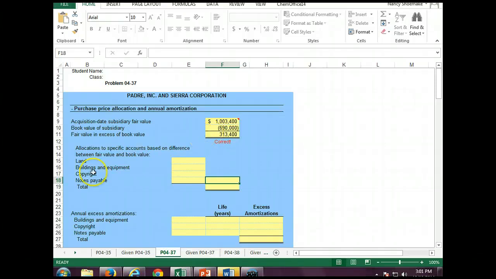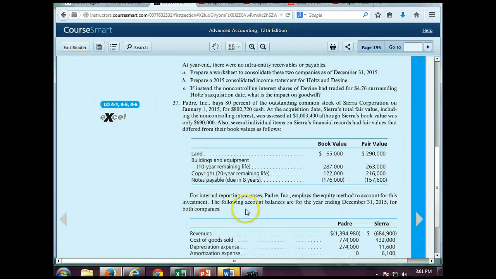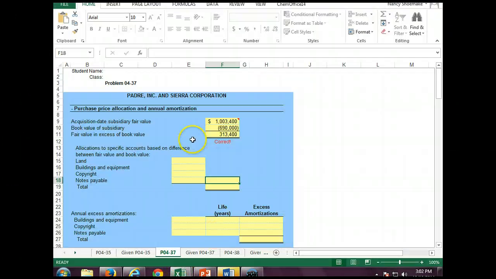$313,400, correct? It tells us that the book value of land was $65,000, but the fair value was $290,000. So what's the excess here? 225 is the excess of land. So the land here, 225.